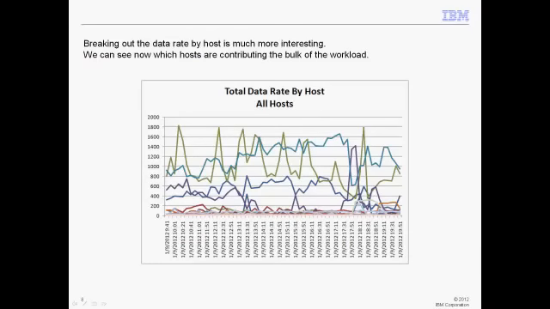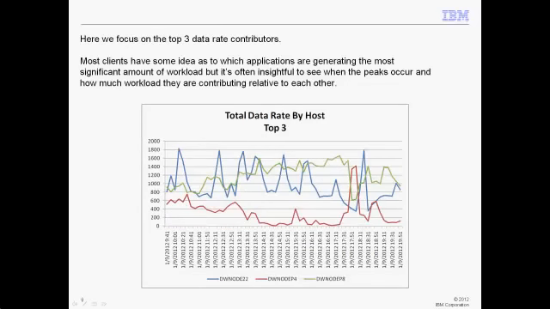Now, let's look at the by host report we created. There are several hundred hosts contributing to that 4.5 gigabytes a second we saw in the by volume report. But now we can see only a small number of the hosts are contributing the bulk of that workload. On the next chart, we focus on the top 3 data rate contributors. Most clients have some idea as to which applications are generating the most significant amount of workload, but it's often insightful to see when the peaks occur and how much workload they are contributing relative to each other.